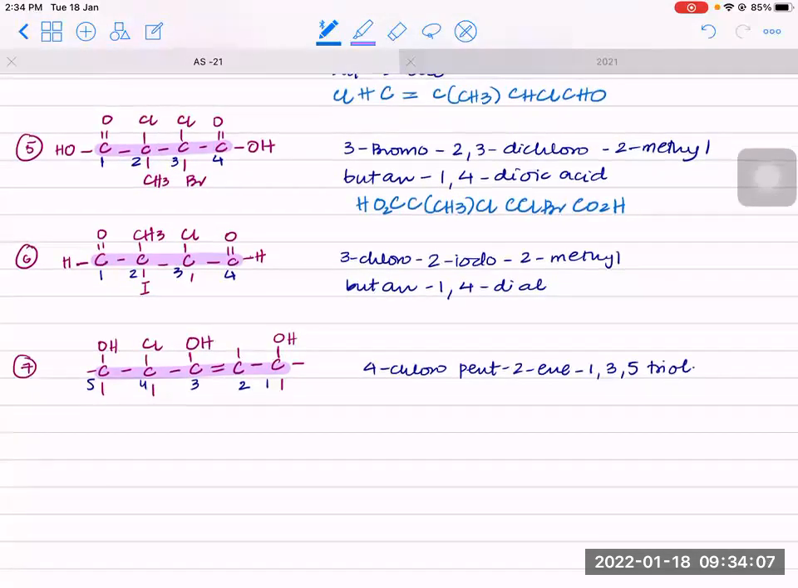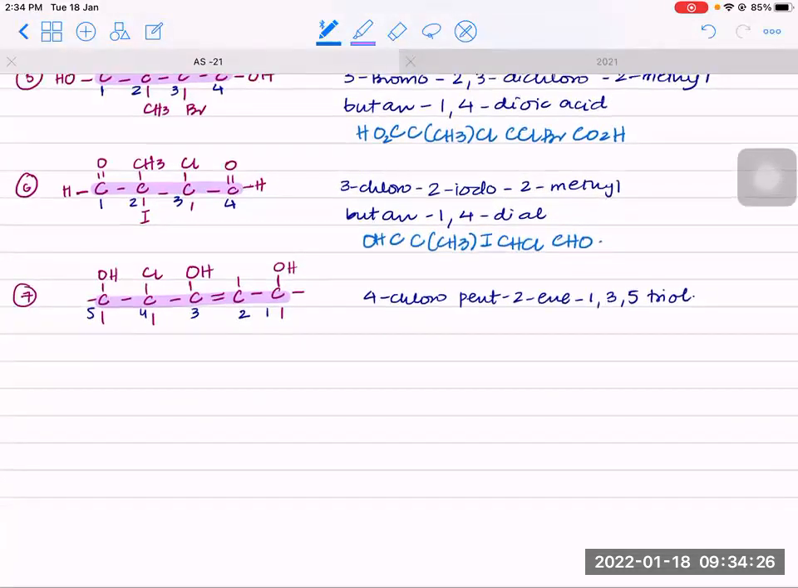Then 6 would be CHO. You write it like this and read it this way, CHO for the aldehyde. Then you have C bracket CH3 and an I, then you have CHCl, then you have CHO again. Then number 7 would be CH2OH. Do you see CH2OH?